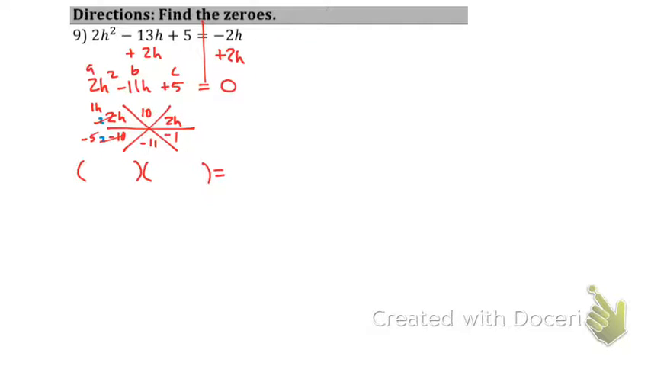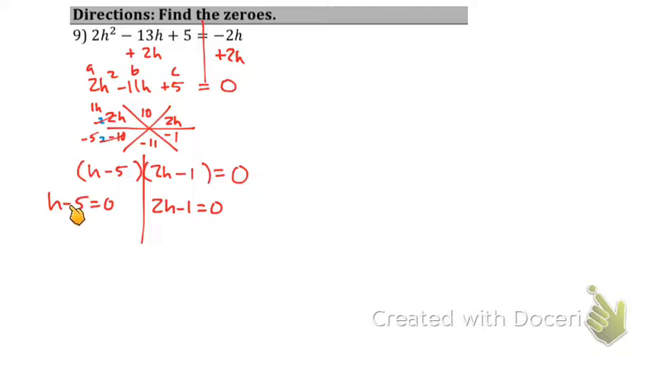Remember, it's an equation, so it's still set equal to 0. So I have h minus 5 and 2h minus 1. Okay, they are factored completely. To solve, we've done this before. We're going to set each factor equal to 0. H minus 5 equal to 0. 2h minus 1 equal to 0.